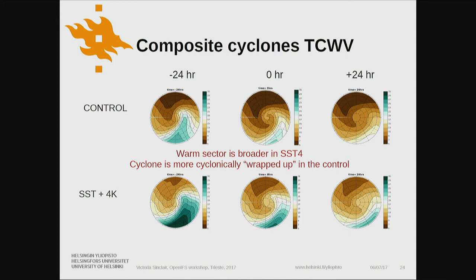You can see very clearly in the SST plus 4 that almost everywhere the moisture increases. And this is not surprising when we increase the sea surface temperatures. By the Clausius-Clapeyron equation, there's going to be more moisture in the atmosphere. The total column water vapor is going to increase. But we can maybe see that there are some slight structural differences. For example, if we compare in the time equals zero, this one maybe is more cyclonically wrapped up in a sense than at this point here. So maybe there are some subtle structural differences here.